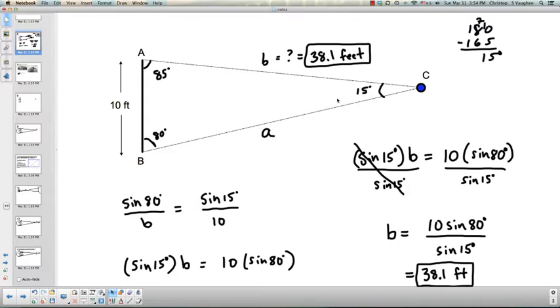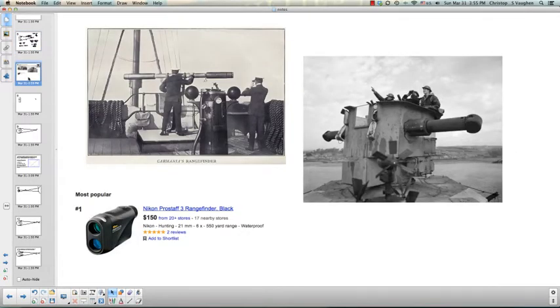Okay, so we've just calculated this distance from point A to point C, and that's pretty neat, but you might be thinking, so, you know, what is this really used for? And one of the first things that I thought of was sort of in a military application with finding a distance, a rangefinder. And so I found these pictures on the internet. Looks like something from the 1800s here, and then from the 1940s maybe there from World War II.